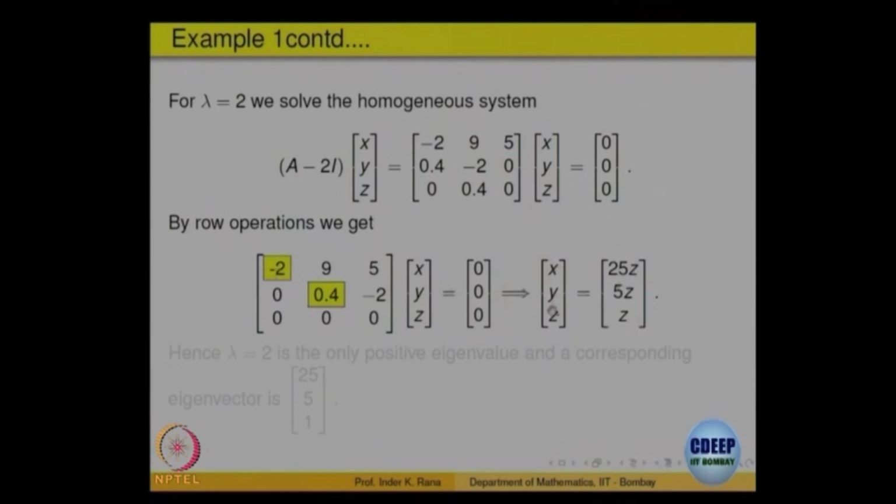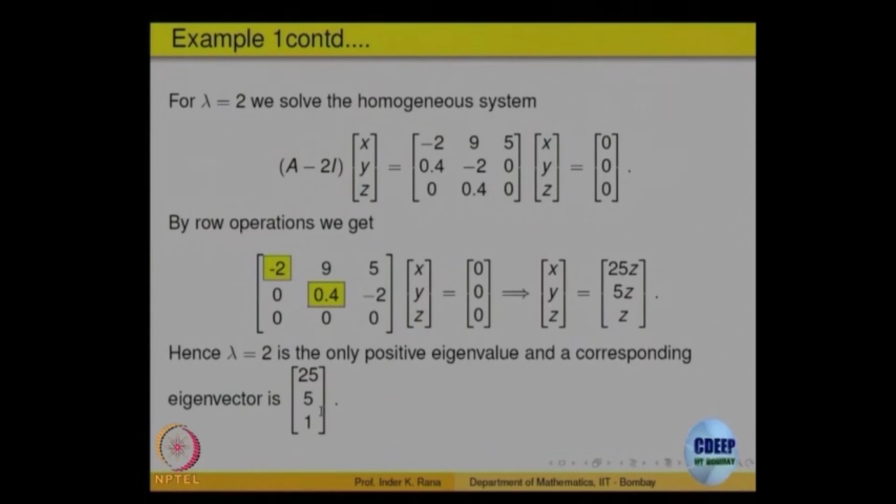So, you can take z out, that is a scalar, times 25, 5 and 1. So, that is an eigenvector for the eigenvalue. The eigenvector for lambda equal to 2 is this. So, it is clear how to find eigenvalues and the eigenvectors corresponding to them: solve the characteristic polynomial, and for each root solve the corresponding homogeneous system.